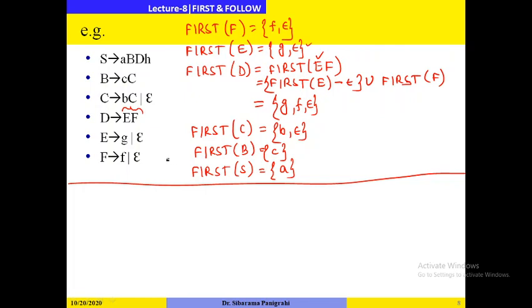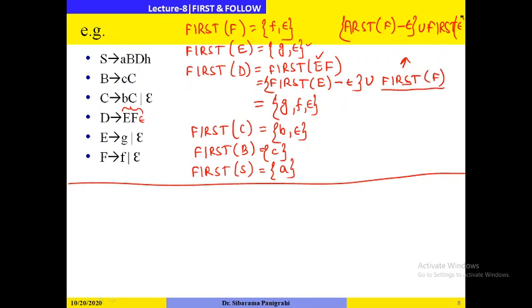Very good question. So now here you see, here also while computing first of F, here F contains epsilon, there is absolutely no problem. So here you see, first of F, what we can do for this, we can do first of F minus epsilon union first of rest, right? So first of rest means after EF, what is there? Nothing means you can put an epsilon. So what you will get?